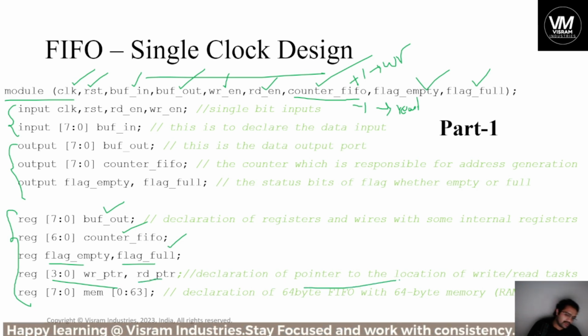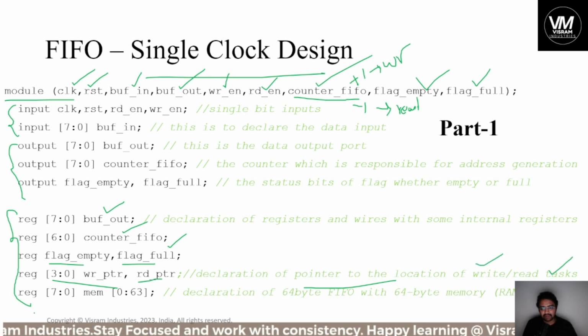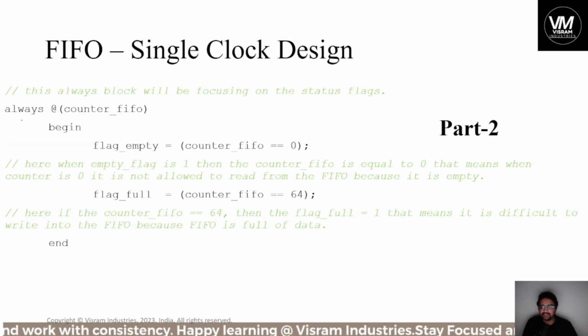This declaration of two pointers, the location of the write and read task. Okay, and at last we have to mention the RAM, right? All these blocks, don't get confused, we are writing every block of the design. Hence you can also see the always block.